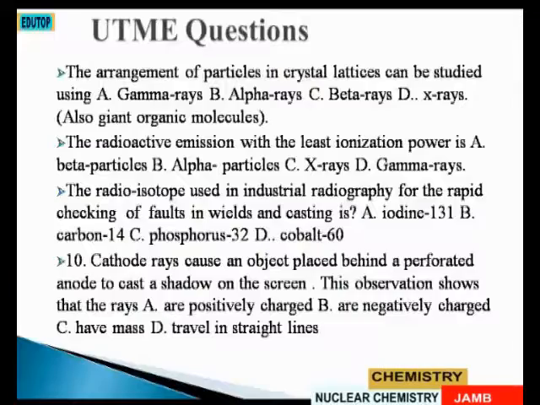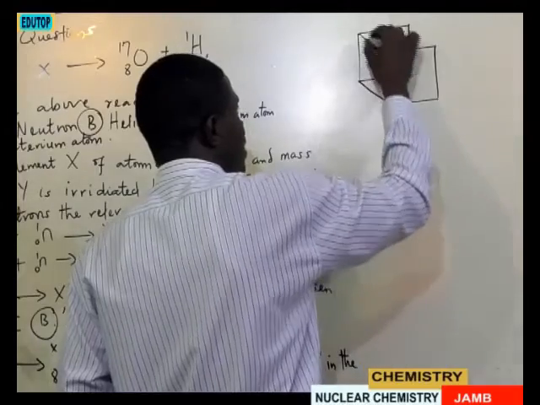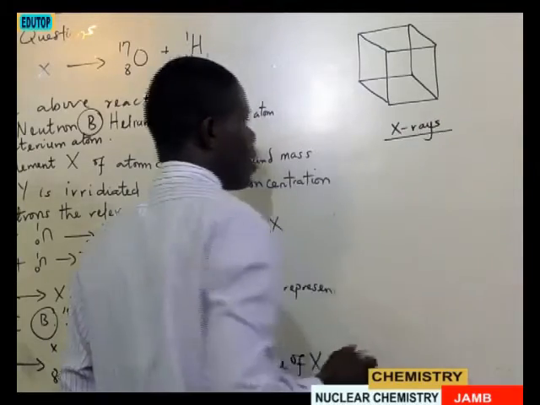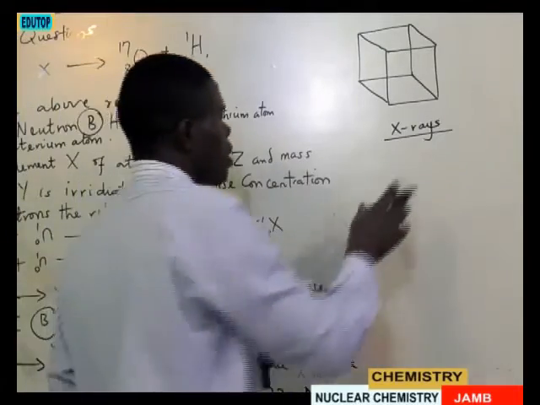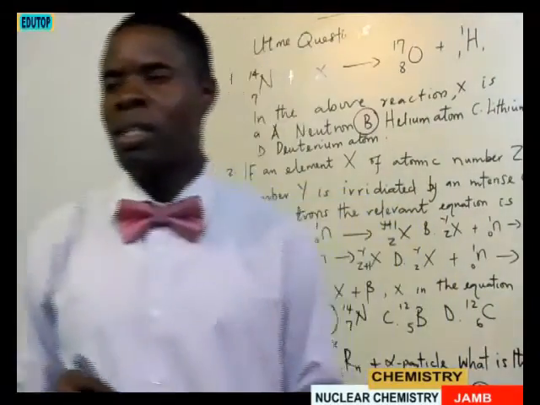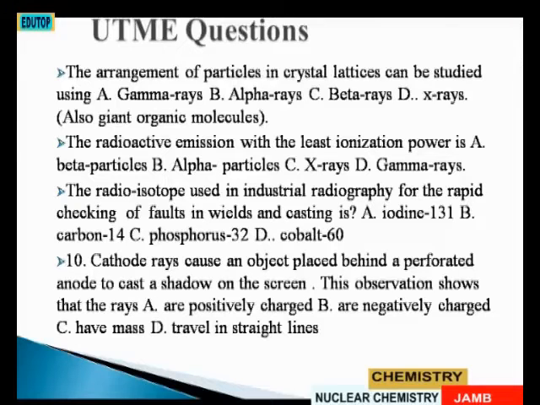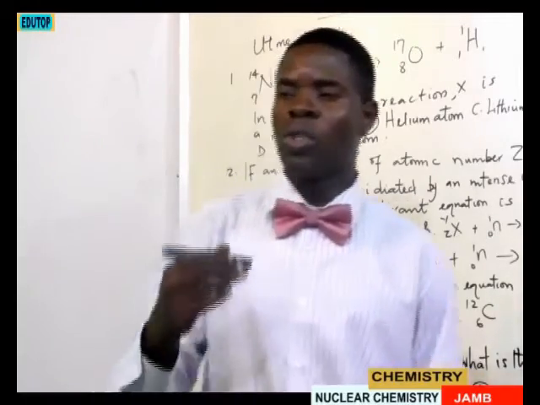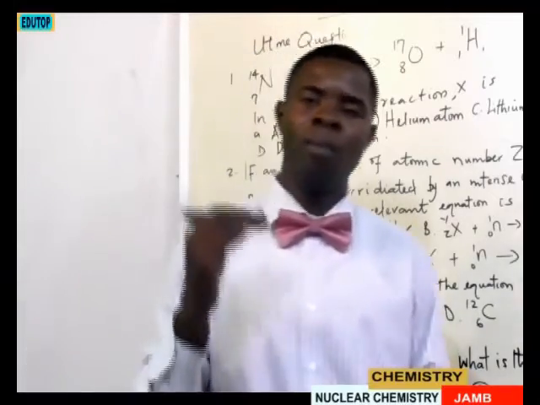Take note of that. The arrangement of particles in crystal lattices can be studied using X-rays. The only concept that can be used to study the arrangements of particles in crystal lattices is X-rays. Take note of that fact. So we normally use X-rays. That's one of the significance of using X-rays. It is used to study the arrangement of crystal lattices. Take note of that. So by that, option D will be the most suitable. Also, in addition, it can be used to study giant organic molecules.